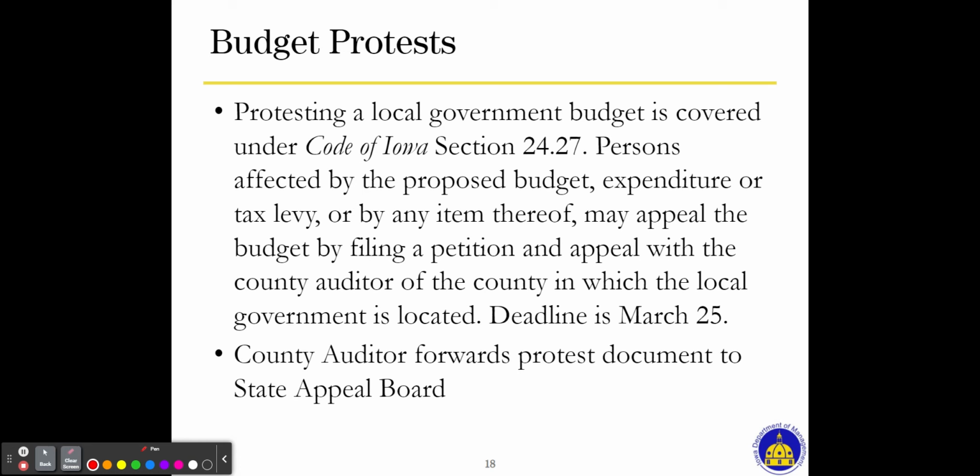Their deadline would be March 25th, so essentially 10 days after your budget deadline. And then upon receipt of a valid petition, the county auditor would then forward the protest document to the State Appeal Board. State Appeal Board is a 3-member body of the Director of Department of Management, Treasurer of State, Auditor of State.